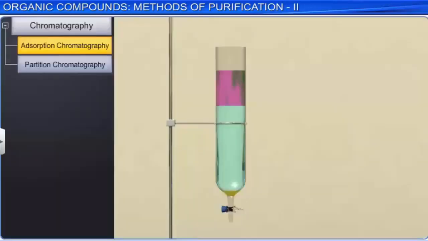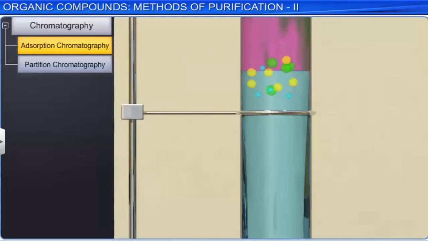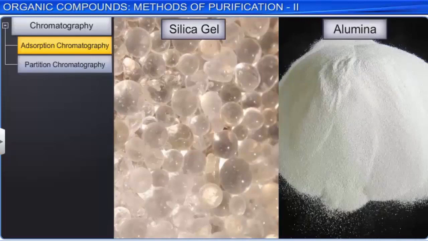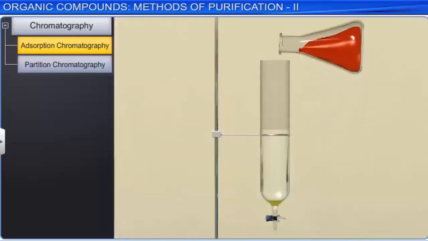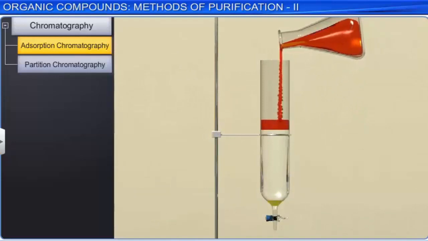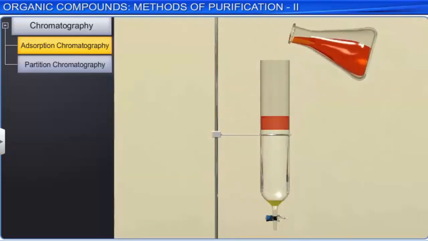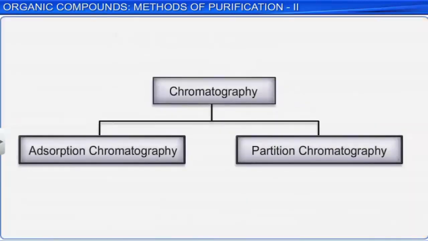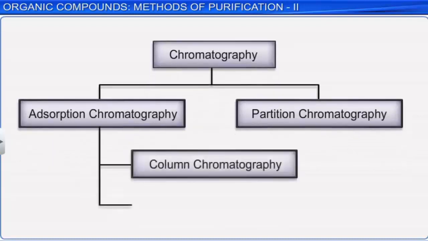Adsorption chromatography is based mainly on the differences between the adsorption affinities of the different compounds in a mixture on the commonly used adsorbents like silica gel and alumina. When the mobile phase is allowed to run over the adsorbent, the components in the mixture move by varying distances over the stationary phase. Based on the principle of differential adsorption, adsorption chromatographic techniques are of two types, namely, column chromatography and thin layer chromatography.